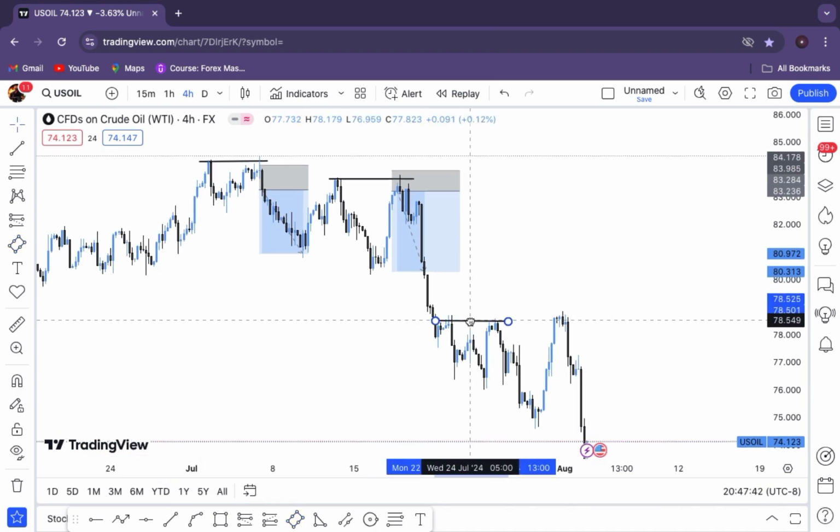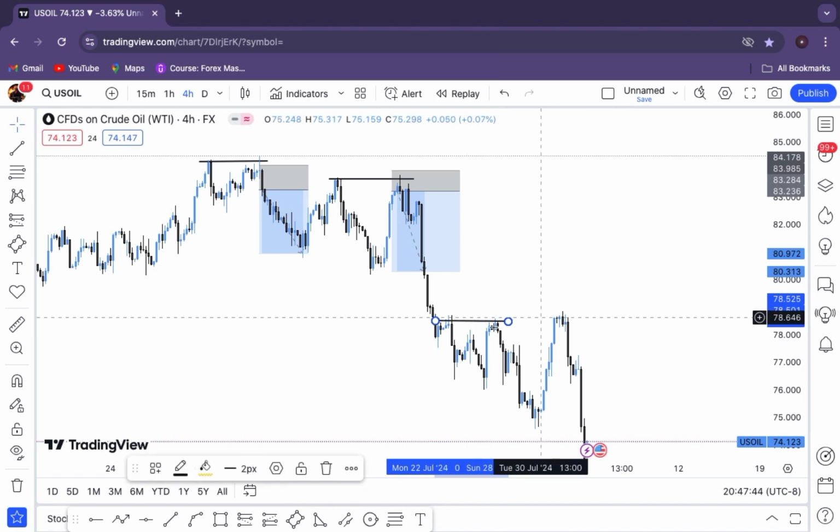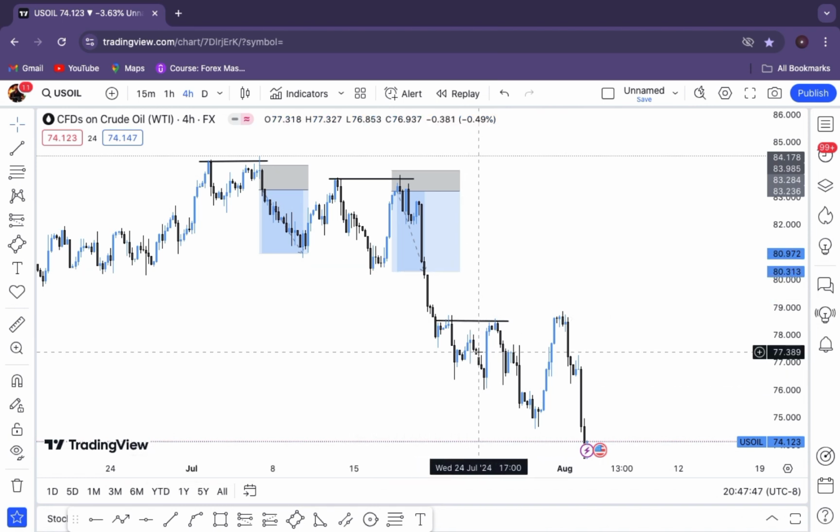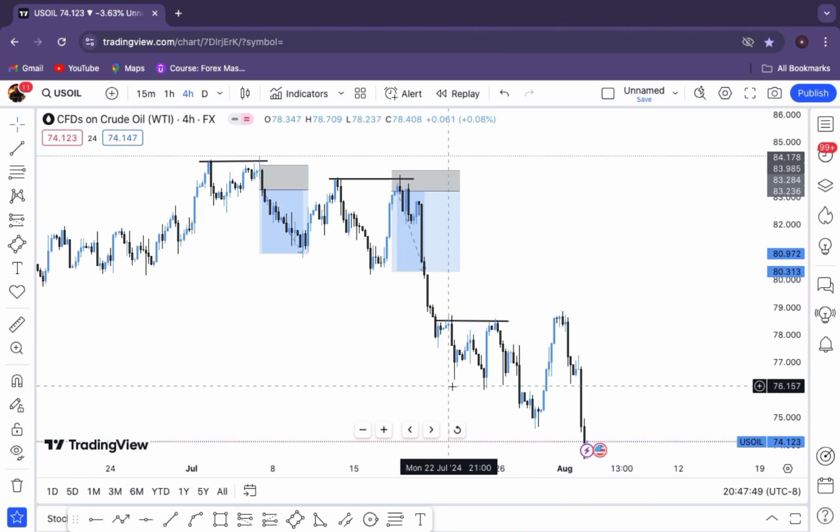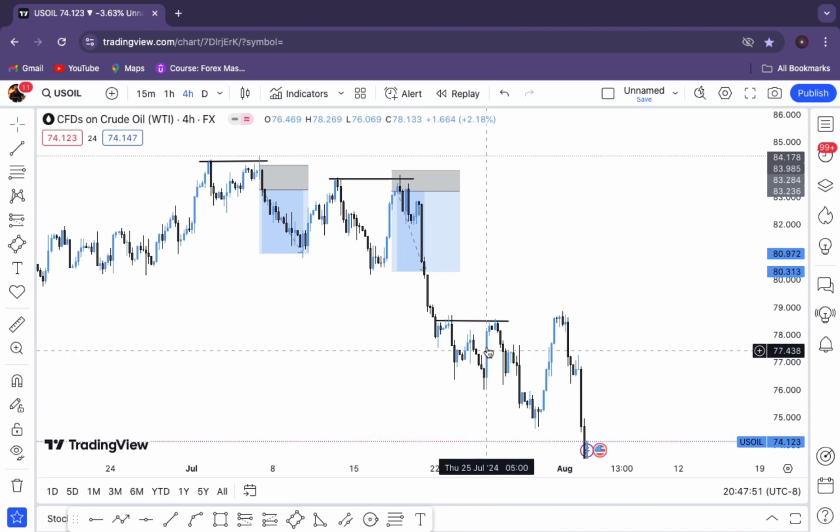Price came back to do what? To tap this zone. And as price tapped this zone, what happened? We have this candlestick confirmation. But notice, as price was getting to this zone, we have what? We have this bullish momentum candlestick here.